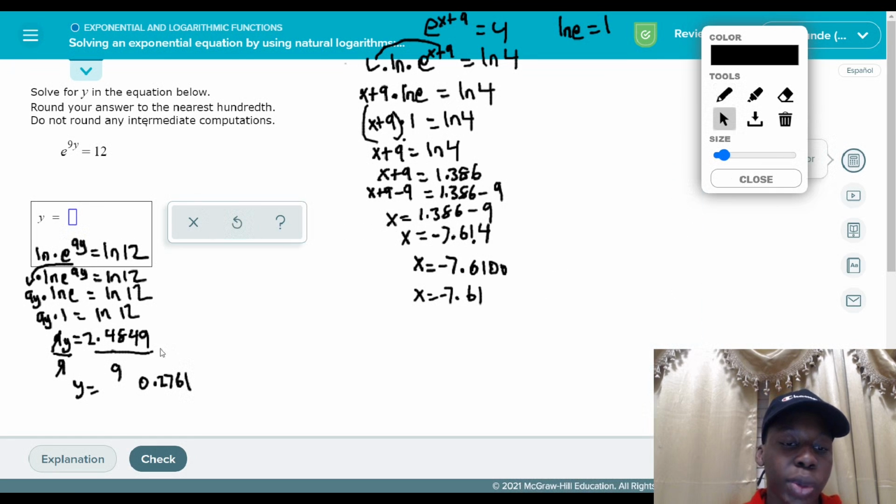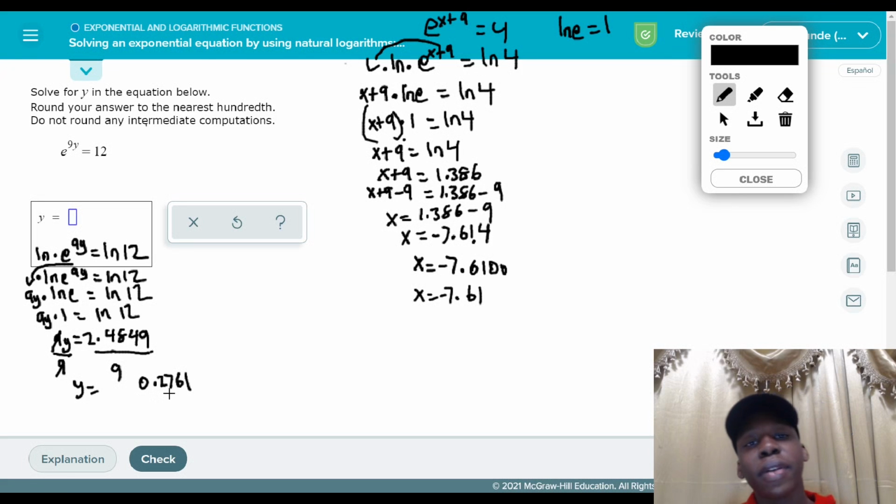We can't just put in the answer like this, because remember, we have to round the answer to the nearest hundredth. As I said before, the hundredth is the second digit after the decimal point. The second digit after the decimal point in this case is 7. So we ask ourselves, what is the number after 7? The number after 7 in this answer is 6. Is that 6 greater than or equal to 5, or less than 5?